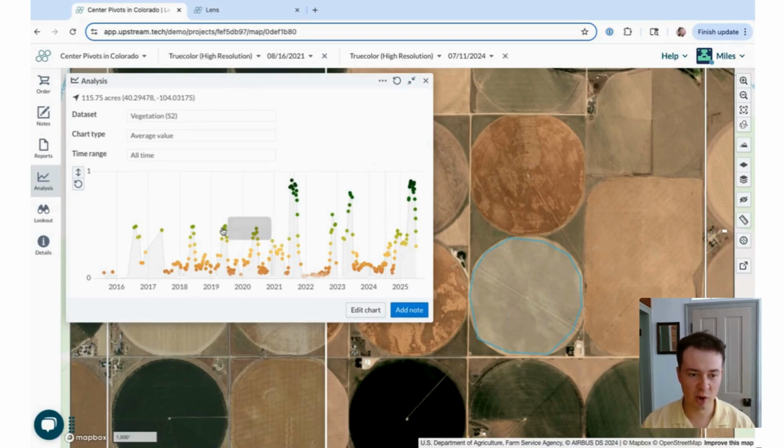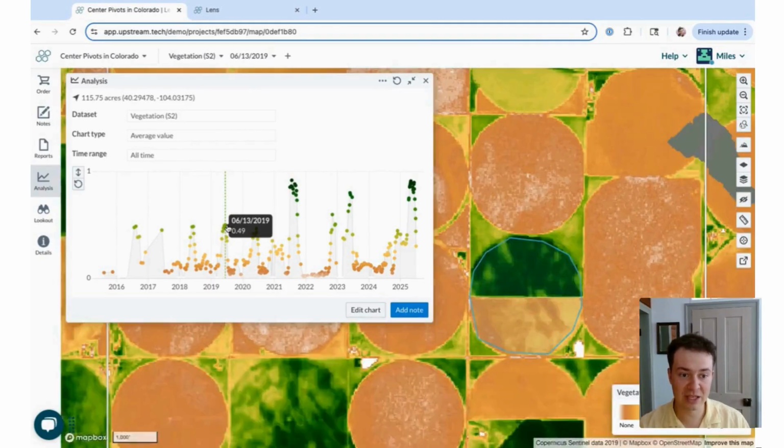And so going back to 2018, 2019, we can see some of these NDVI values aren't nearly as high as they were in some of the subsequent years. And by clicking on one of these individual data points, we can really easily understand why. So we can see here that actually only half of this pivot was put in production that year.